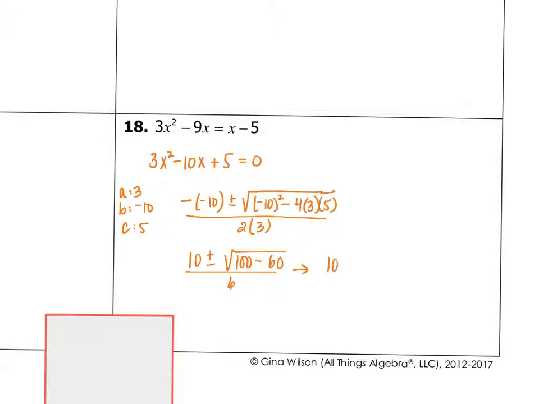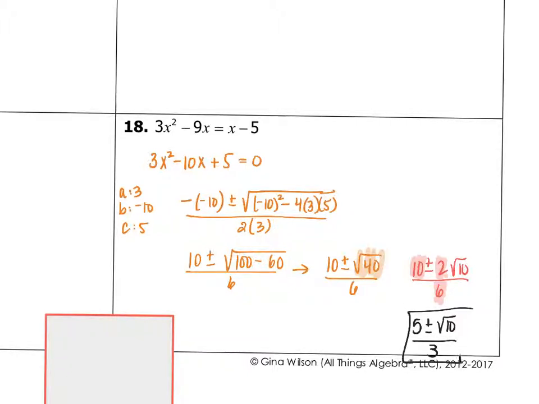So we have 10 plus or minus the square root of 40 all over 6. To simplify, we got to simplify root 40, so that's 10 plus or minus 2 square root of 10 all over 6. And my last simplifying step is to check that the 3 of these either can or cannot reduce, so all or nothing. And they can. So final answer of 5 plus or minus square root of 10 over 3, because we reduced all of these by 2.